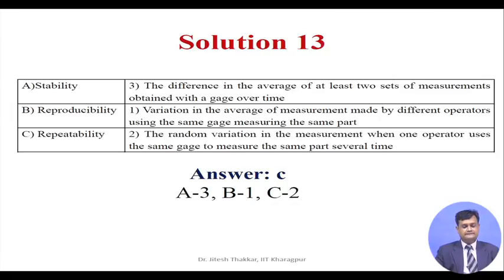So stability, the difference in the average of at least 2 sets of measurement obtained with a gauge over time. Reproducibility, you have studied, it is variation in the average of measurement made by different operators using the same gauge measuring the same part. And C, repeatability, the random variation in the measurement when one operator uses the same gauge to measure the same part several times.